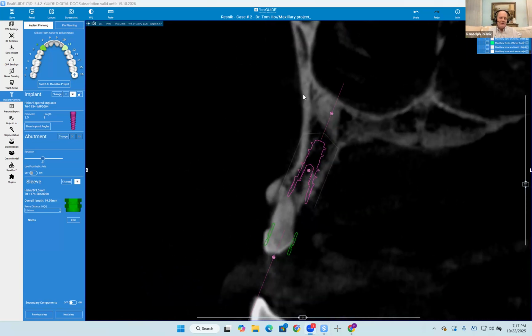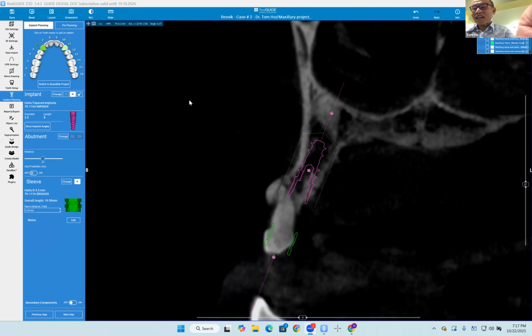I would probably do this guided, Doc, because it'll be a lot easier. You don't have to do it fully guided, but at least either a pilot or a universal guide. I think this one is fine. You can take some of the bone from your osteotomy and pack around that lingual, and I think you'll be fine. There'll be plenty of bone on the buccal. You probably don't even have to graft the buccal, Doc. Where he has it is perfect.